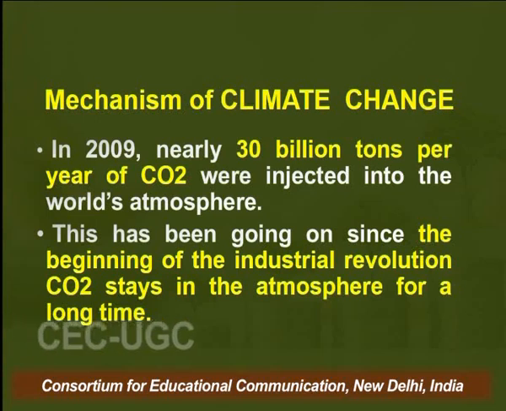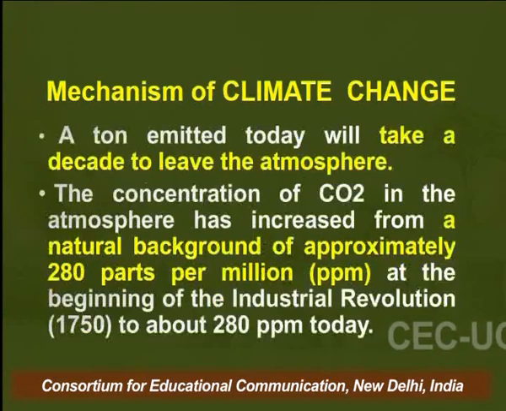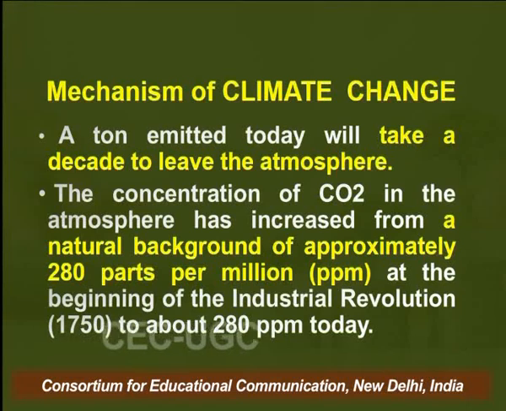Carbon dioxide, once emitted, stays in the atmosphere for a long period of time. A ton emitted today will take decades to leave the atmosphere. So it's a major environmental concern. The concentration of carbon dioxide in the atmosphere has increased from the natural background of approximately 280 parts per million, that is ppm, at the beginning of the Industrial Revolution in 1750 to about 280 ppm today.